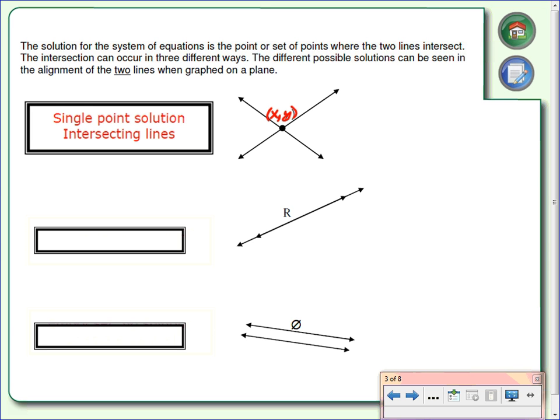And this right here is usually what's going to happen. Most of the time, you're going to see the two lines crossing each other. You're going to have to tell me where they cross. Most of the time, that's what's going to happen.